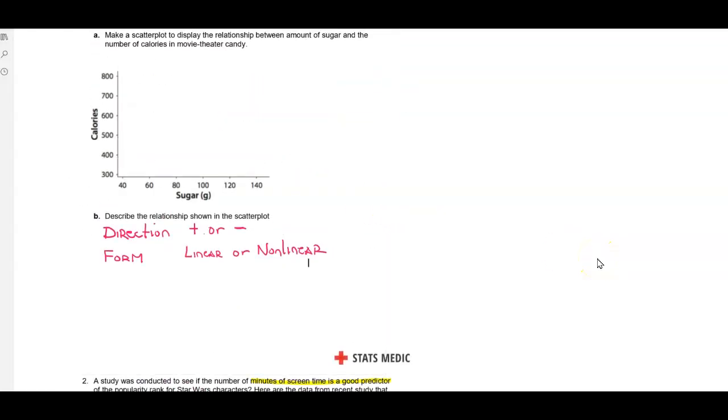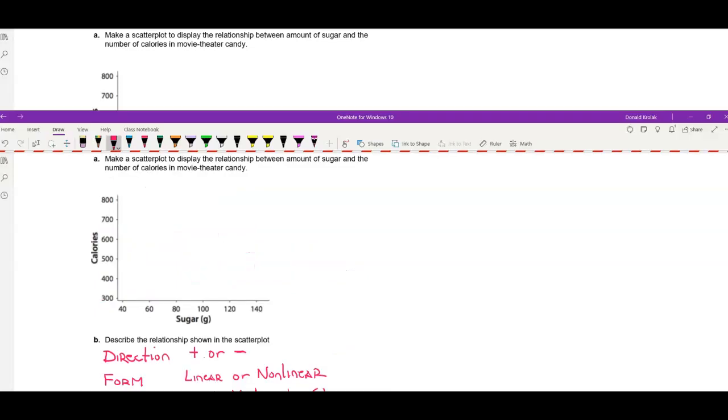Okay, the strength is either weak, moderate or medium, or strong. And then once we plot it, outlier. Whoa, what the heck is that?